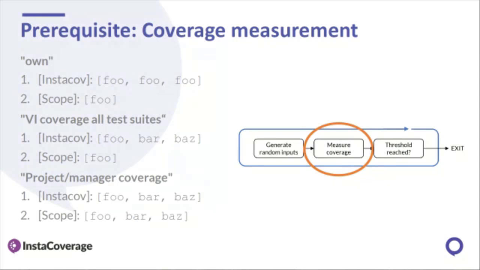One note on the coverage measurement. When we look back on the very idea of random test generation based on a feedback loop, we see that at the heart of it, we have to somehow be able to measure coverage. Now, the good news is that InstaCoverage has the foundation for very flexible coverage measurement.